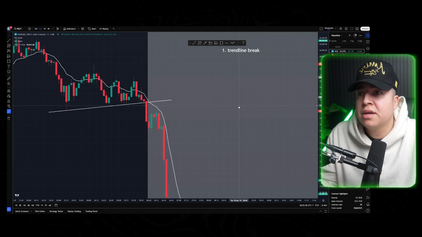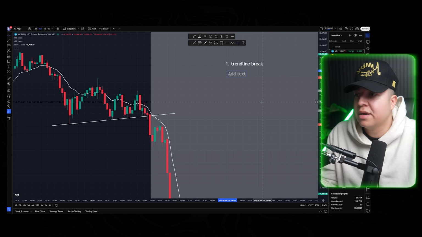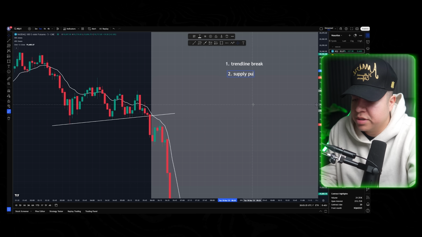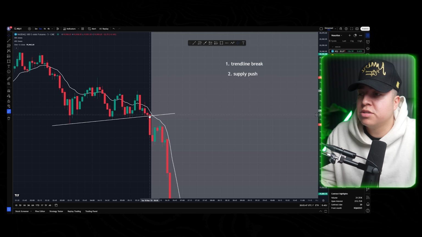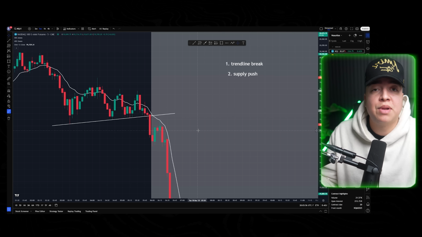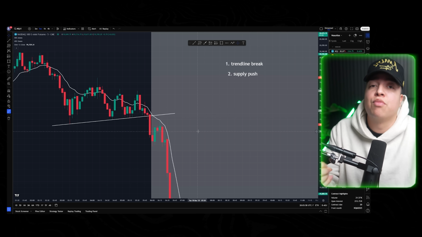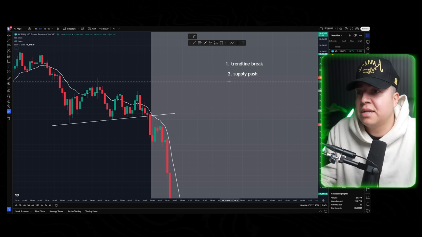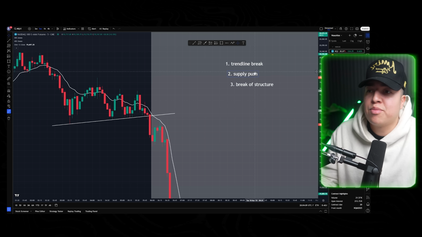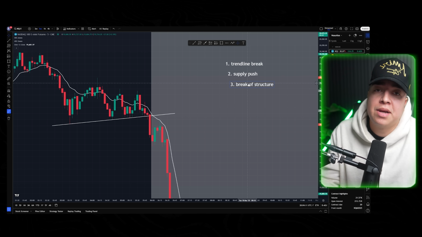And on that break, what do we get? We get a supply push. So we put number 2, supply push. So this is our supply push. We got 1, 2, 3, 4 candles the same color, even a large candle in the middle. So after we identify that we have a supply push, what's the next step? Break of structure. So let's write that in there. 3, break of structure. So we got a trend line break, a supply push. Now let's identify a break of structure.